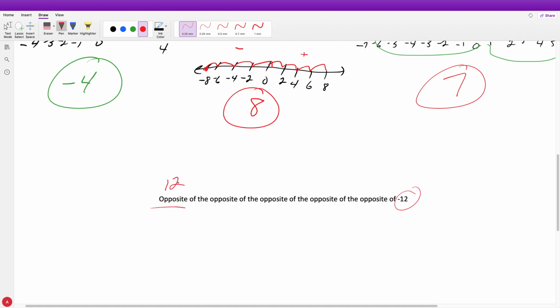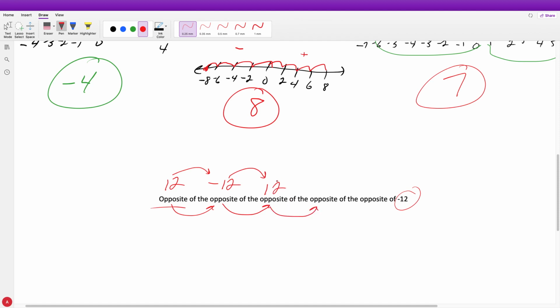Well, the opposite of -12 is +12, so I know that's my answer. So for that first one. Then when I move to the next opposite, well, what is the opposite of 12? Well, the opposite of 12 is -12. So then when I move to the next one, well, what's the opposite of -12? It's going to be a +12.